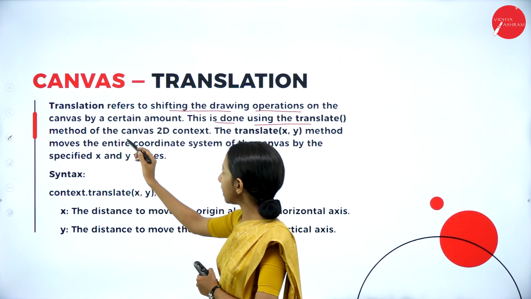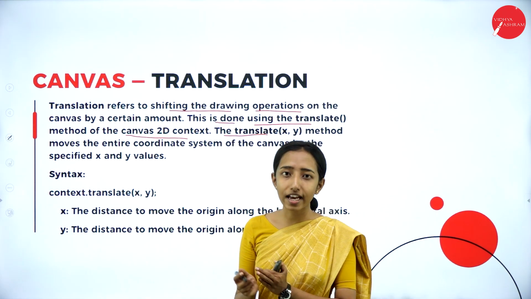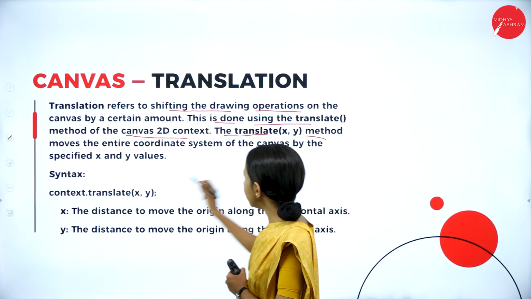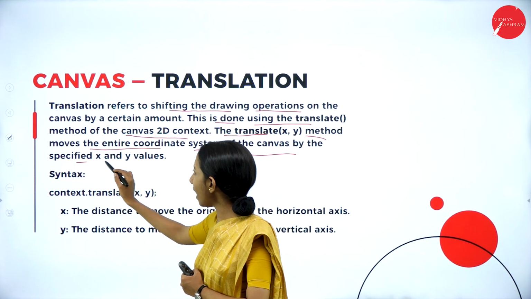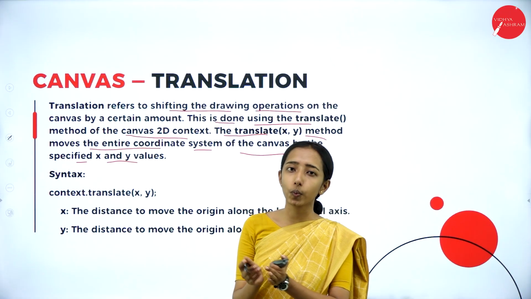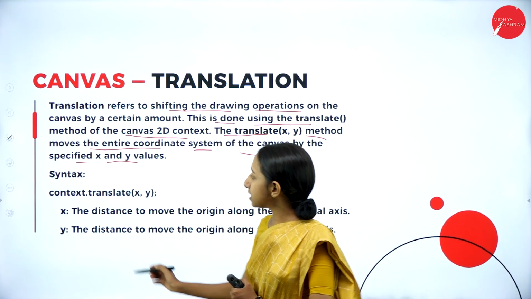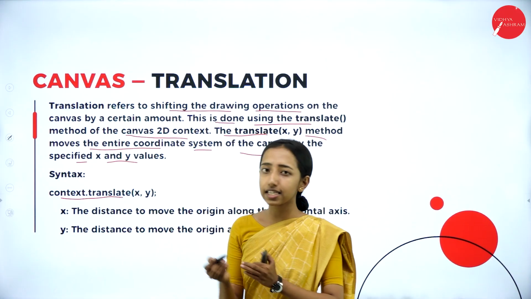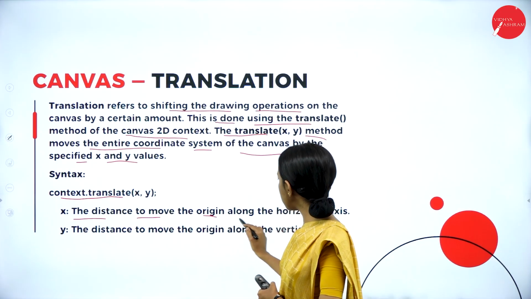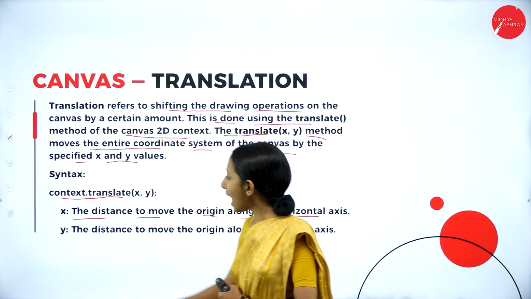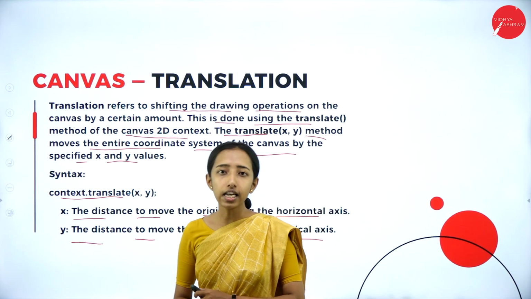This method belongs to the canvas 2D context, and translate takes x and y coordinates. This method moves the entire coordinate system of the canvas by the specified x and y values that we have given. Here you can see the syntax: context.translate(x, y). Here x is the distance to move the origin along the horizontal axis, and y is the distance to move the origin along the vertical axis.